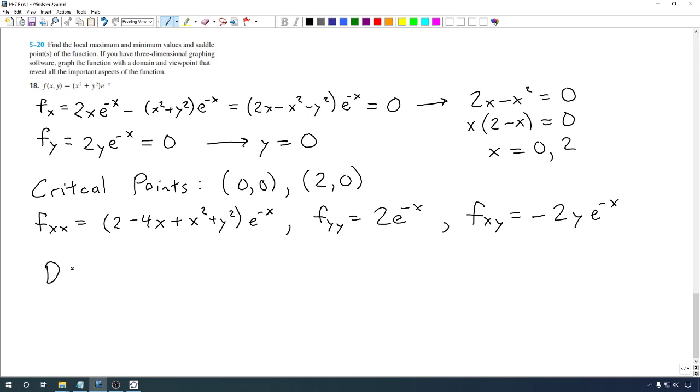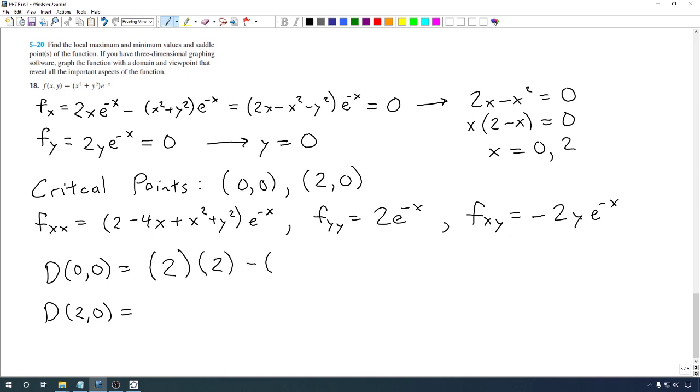If we look at D at either one of these points, if we plug in (0, 0), remember we do f sub xx first. Plug in 0 here. E to the 0 is 1, by the way. And then if we plug in 0 here, these 3 terms go away, and we're just left with the 2. If we plug in (0, 0) here, we saw that 2, but then the e to the 0 is 1. So we end up with 2.